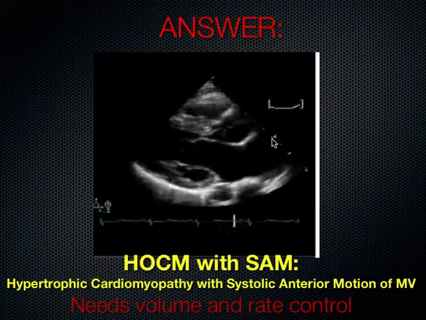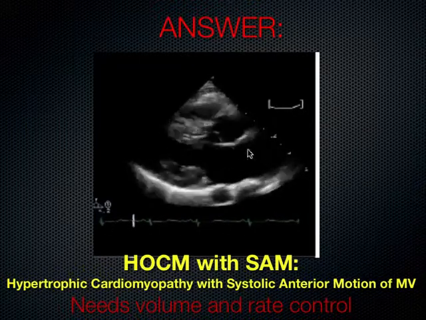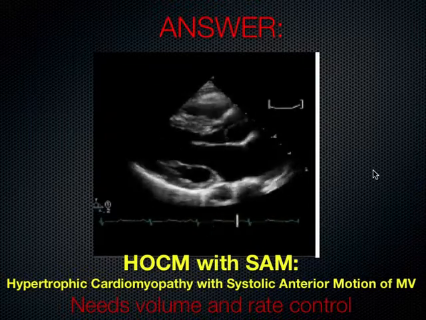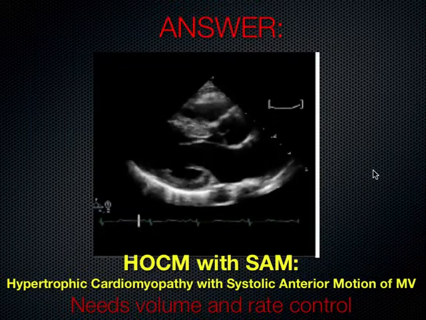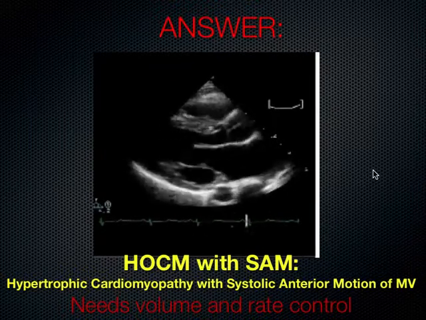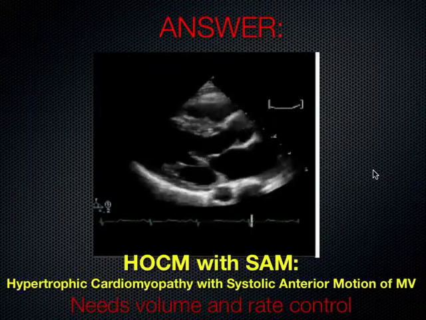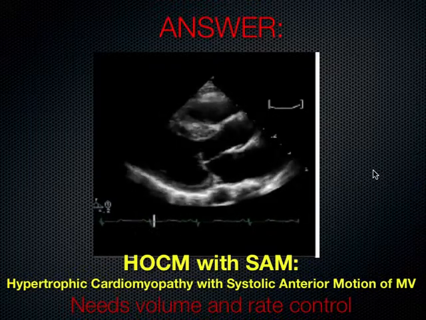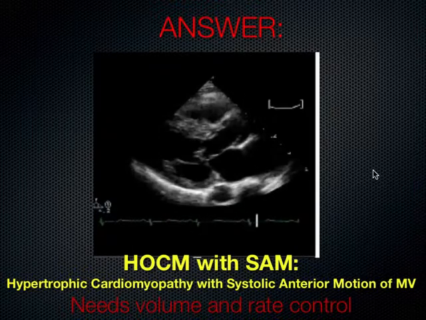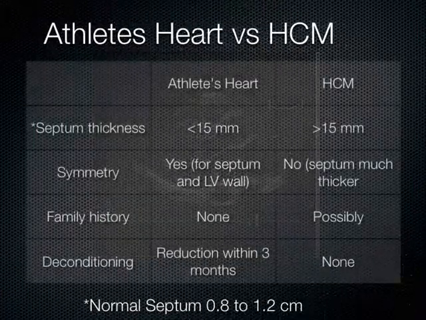And so this interventricular septum, you can see it's definitely greater than 1.2. It's more like almost 2 centimeters. And again, the patients in these situations, you need to control their rate. You can't have their heart go too fast, but at the same time, you need to make sure they have plenty of volume.